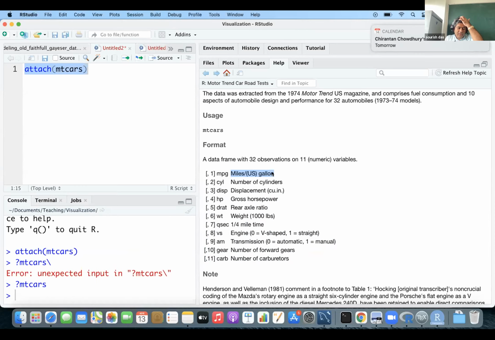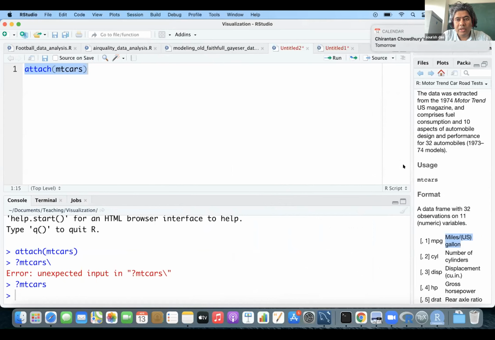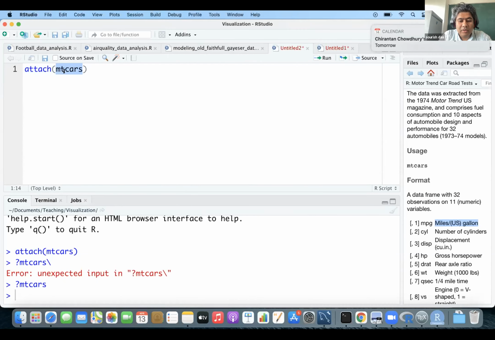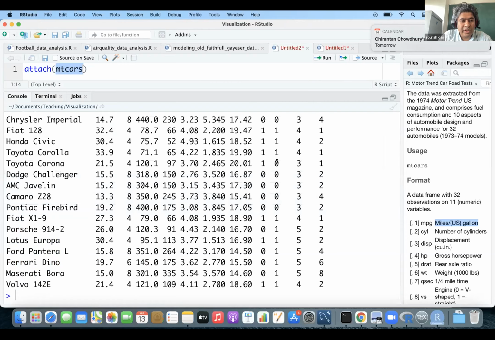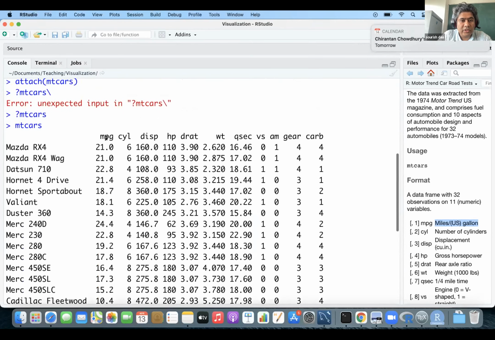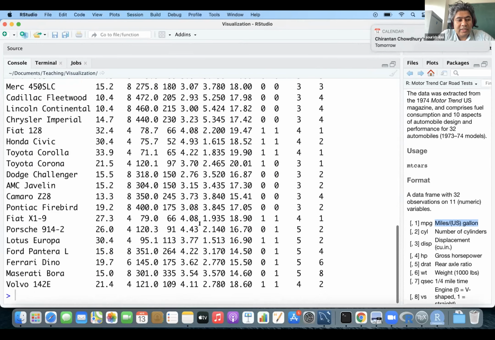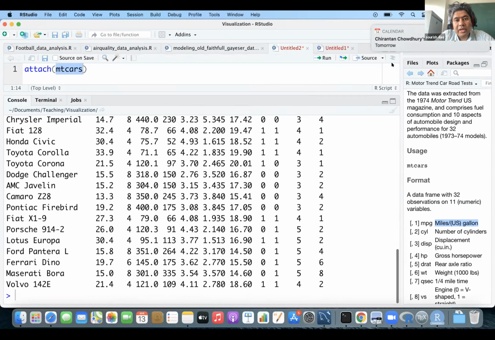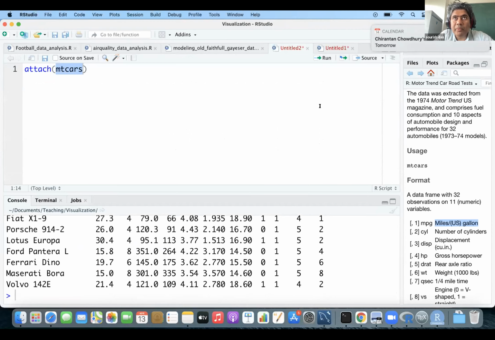So using this data set, here are the 32 cars for which the data is available. Suppose you have a prototype car for which all these variables are available. What is not available is miles per gallon. And if you can, using these points, say something about the miles per gallon, that will be pretty cool.